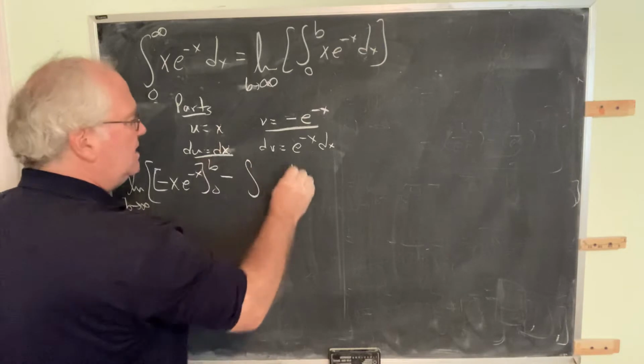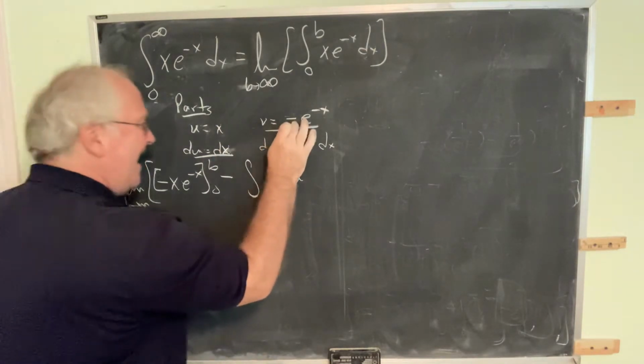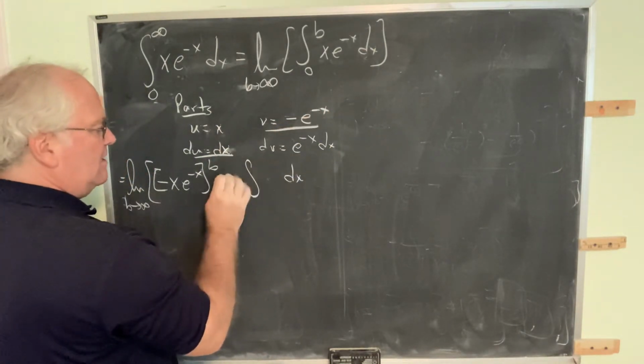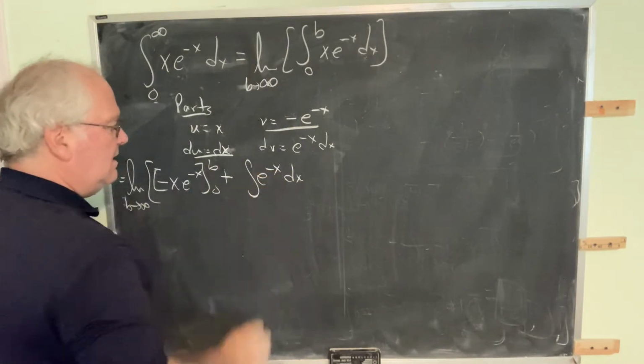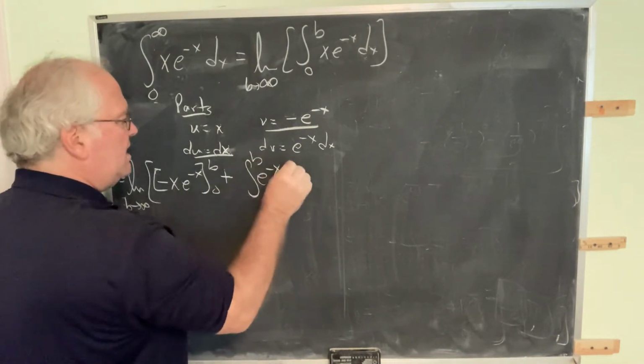Du is dx. But what is v? V is negative e to the negative x. Negative, negative, I can cancel that. This is also from 0 to b.